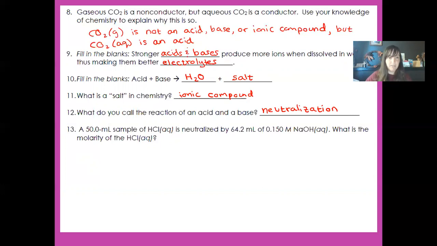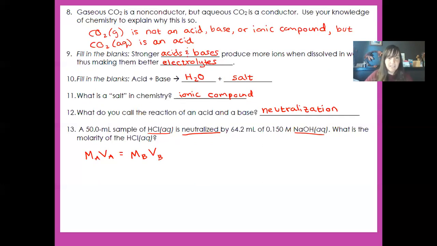13. A 50 milliliter sample of hydrochloric acid, aqueous, is neutralized by 64.2 milliliters of 0.15 molar sodium hydroxide, aqueous. What is the molarity of the hydrochloric acid? Well, here we have a question with a bunch of numbers. That means we need an equation. And since they say neutralized and they mention an acid and a base, we can use the titration equation. This is on the back of your reference tables on table T. MA times VA equals MB times VB.